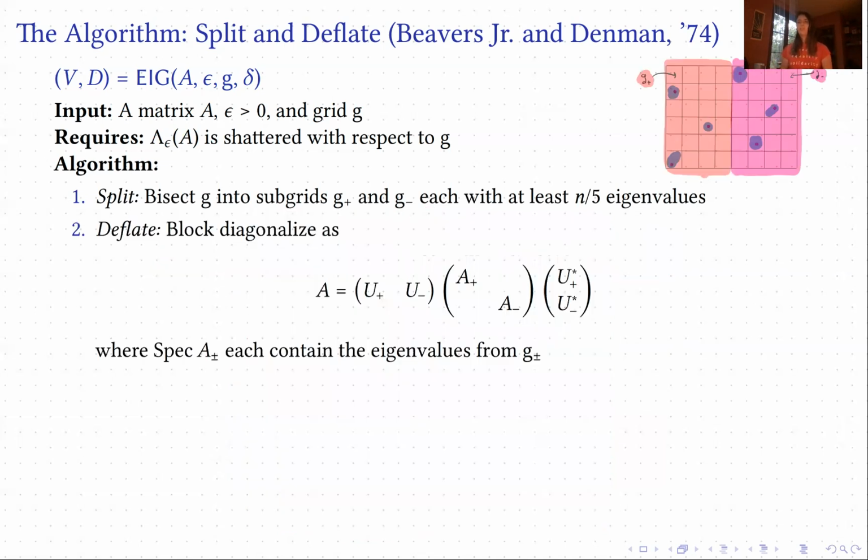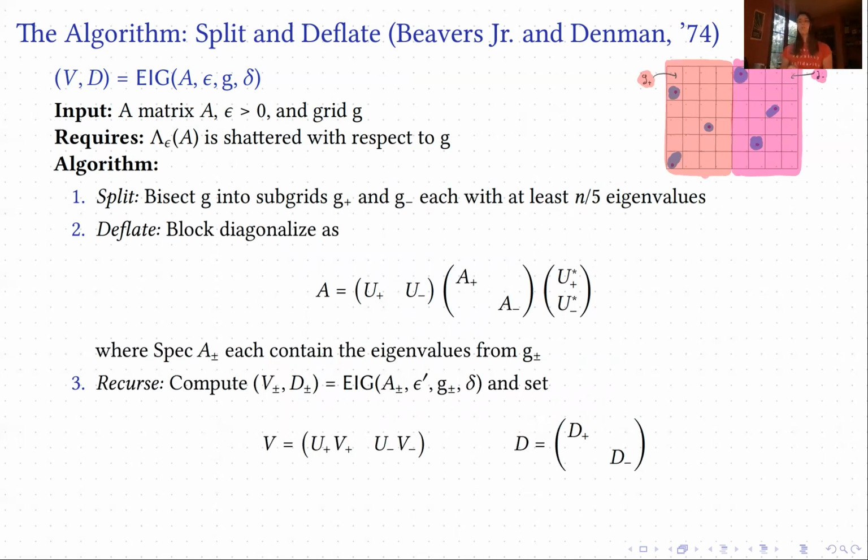Second, we're going to do a so-called deflate step. And this means that we are going to block diagonalize A to form two matrices, A plus and A minus, each of which has as its spectrum the eigenvalues from one of the two subgrids, G plus or G minus. Third, we're going to recurse. So now we're going to compute the eigenvectors and eigenvalues of A plus and A minus. And using these and our block diagonalization, we're going to recover the eigenvectors and eigenvalues of A, as is shown on the screen. So at the end of the day, we're able to ensure that A is delta close to VDV inverse in operator norm as desired.